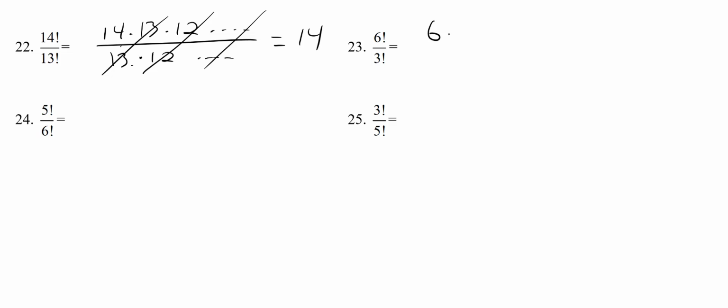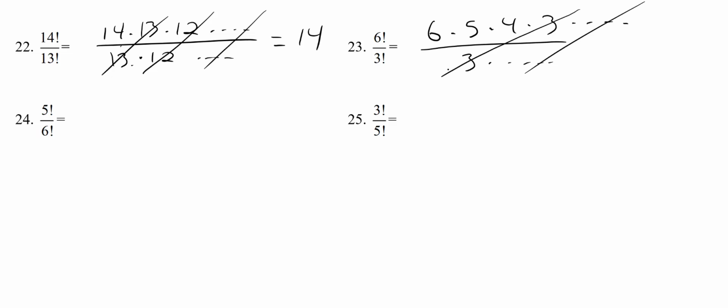Okay, so 6 factorial is 6 times 5 times 4 times 3. So you write it out until you see the number on the bottom that's repeated. So I don't even need to repeat any of that, right? Because that'll just cancel. The 3 cancels. And you basically just have 6 times 5 times 4, which is 120. Okay, so those are all bigger on top. That's why they're whole numbers.